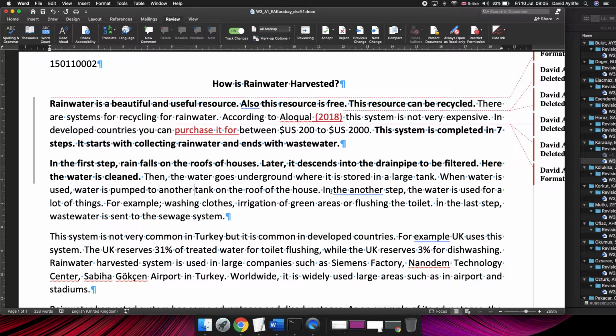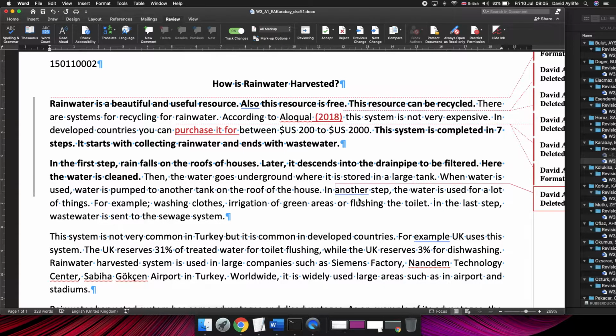Okay, very good. In another step, the water is used for a lot of things. Why is this a separate sentence? For example, washing clothes, irrigation of green areas, or flushing the toilet. Good. In the last step, wastewater is sent to the sewage system. Okay, good. You need to combine your sentences, but the grammar is good.